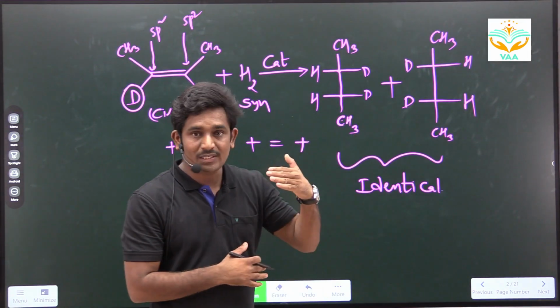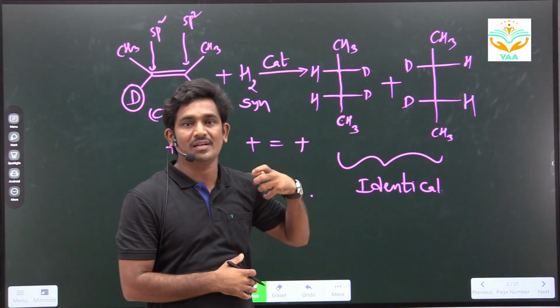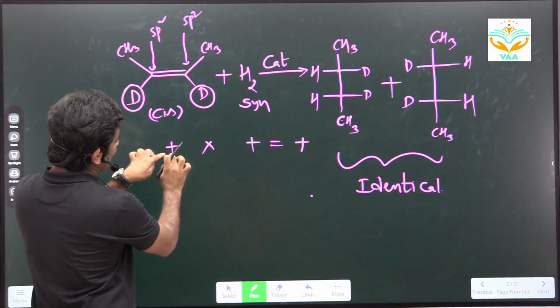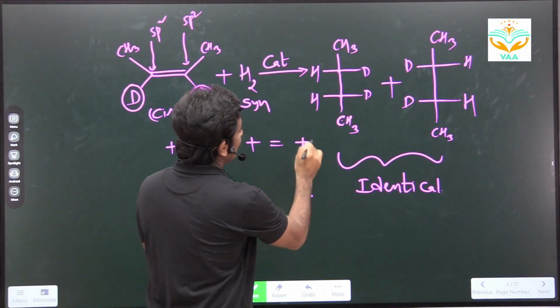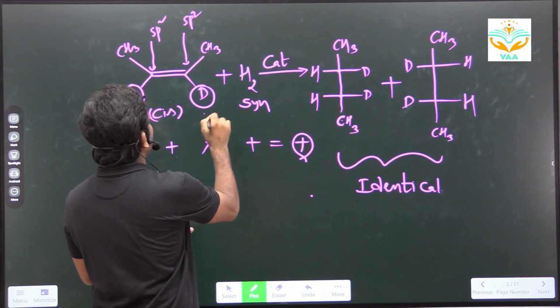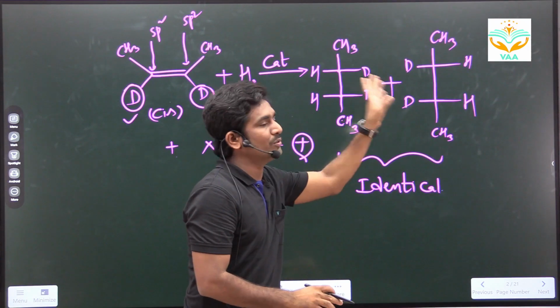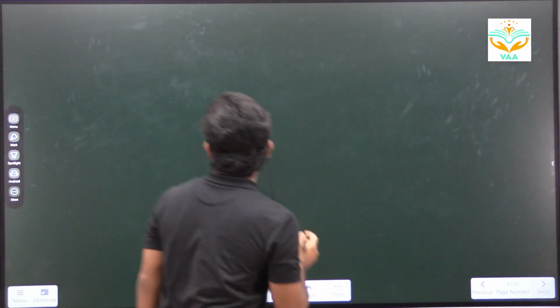I'm not going to discuss all these things now. I'm telling how to write the final products. Look at it, simple. If they are on the same side, take plus sign, and it is syn addition, take plus sign. So plus into plus equal to plus. So they are on the same side. The circled atoms will come on the same side. Okay. So take one more example.